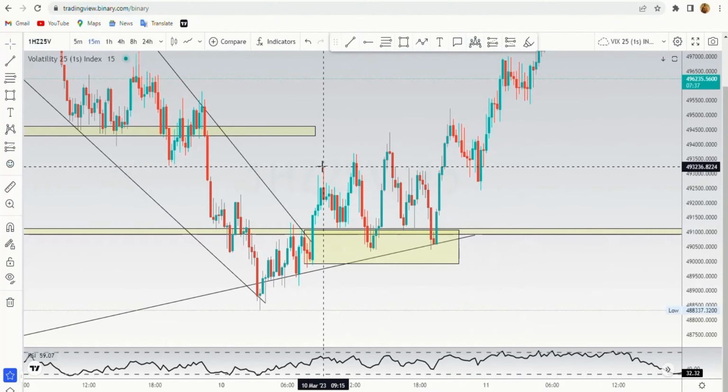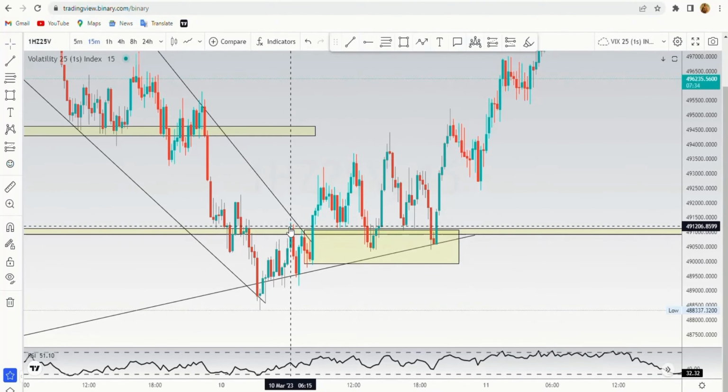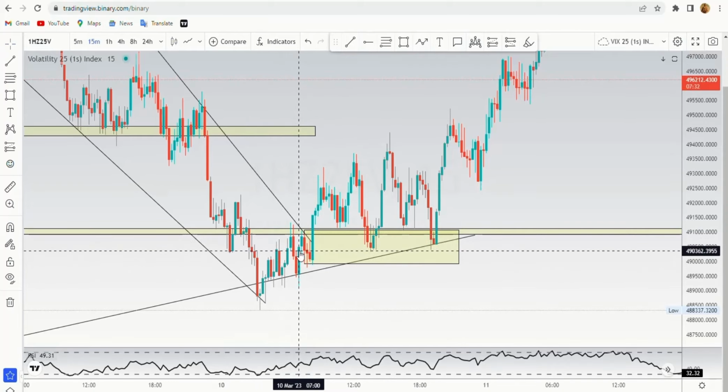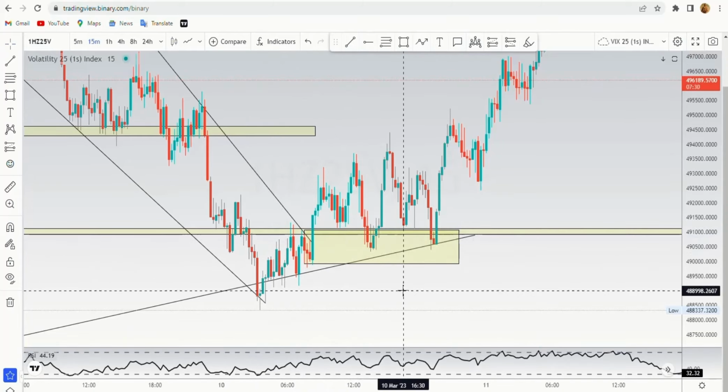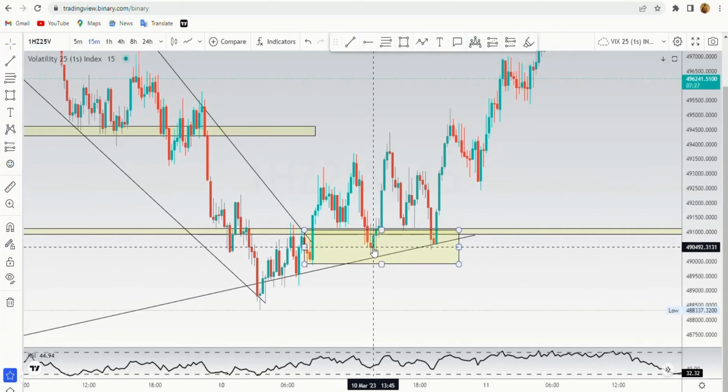So when the market came back down, people, I was looking at this zone. This is where I was looking to get an entry, and when it came back down, I just got my engulfing bar.